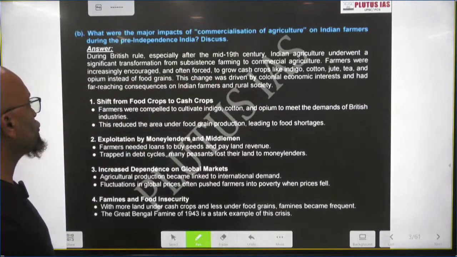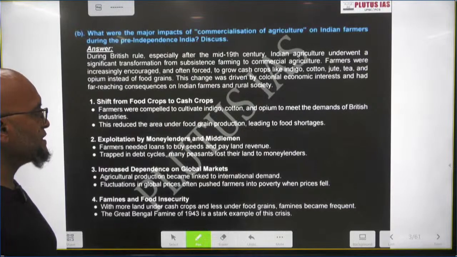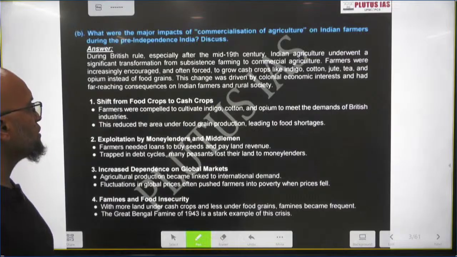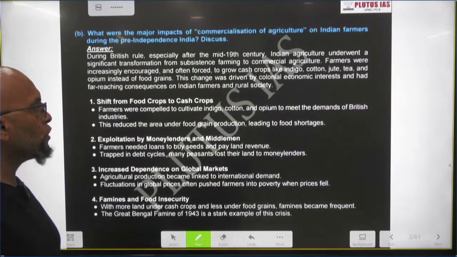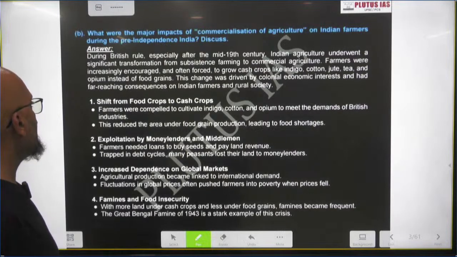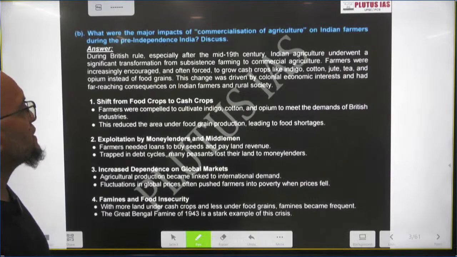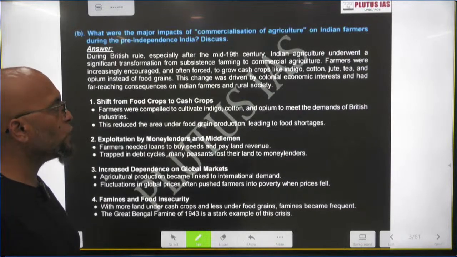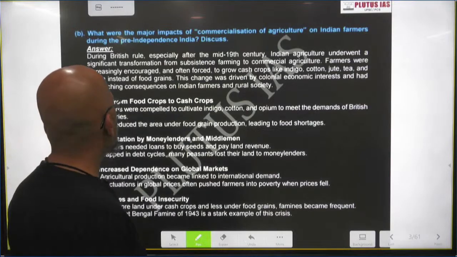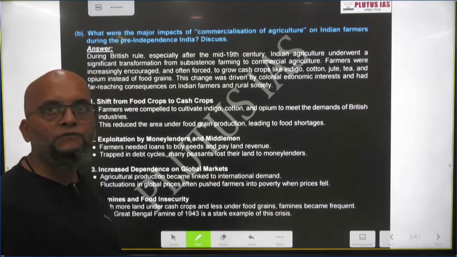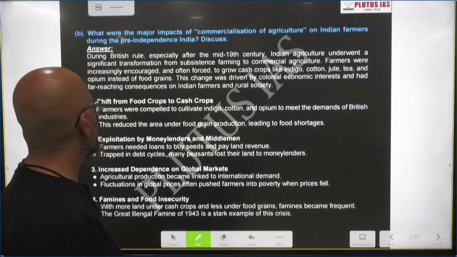During British rule, especially after the mid-19th century, Indian agriculture underwent a significant transformation from subsistence farming to commercial farming. Farmers were increasingly encouraged and often forced to grow cash crops like indigo, cotton, jute, tea, and opium instead of food grains. This change was driven by colonial economic interest and had far-reaching consequences on Indian farmers and rural society. So, what were these?